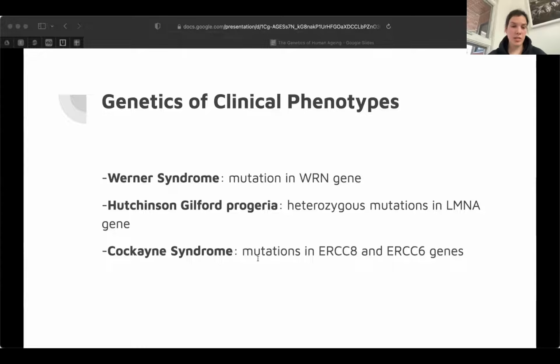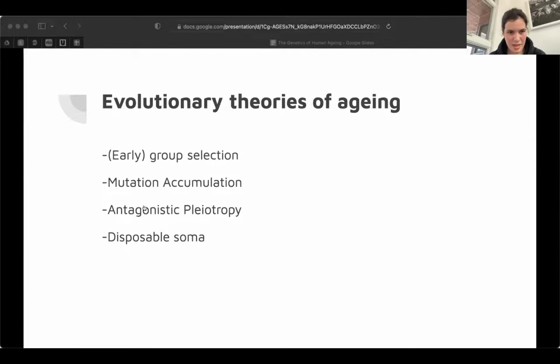But if you're more interested to understand all the somatic mutations, feel free to delve deeper into this paper again. It's a long one, but it's very interesting and has lots of applications we can look at for future, I guess, directions for aging research. And so next, this is just to provide a little background on some previous evolutionary theories of aging.